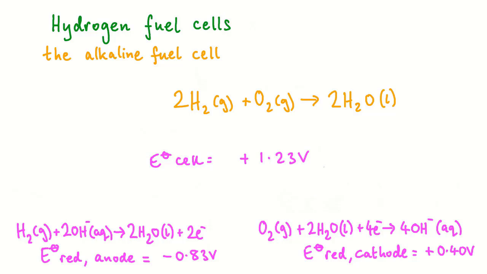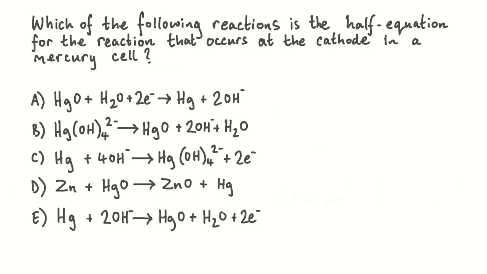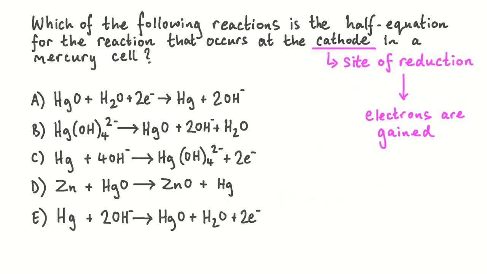Now it's time to look at a question to test our understanding of galvanic cells. Which of the following reactions is the half equation for the reaction that occurs at the cathode in a mercury cell? To answer this question, we need to remember that the cathode is the site of reduction in a galvanic cell. In a galvanic cell, oxidation happens at the anode. In a reduction reaction, electrons are gained. So we're looking for a half equation where the species on the left, that is the reactants, gain electrons.